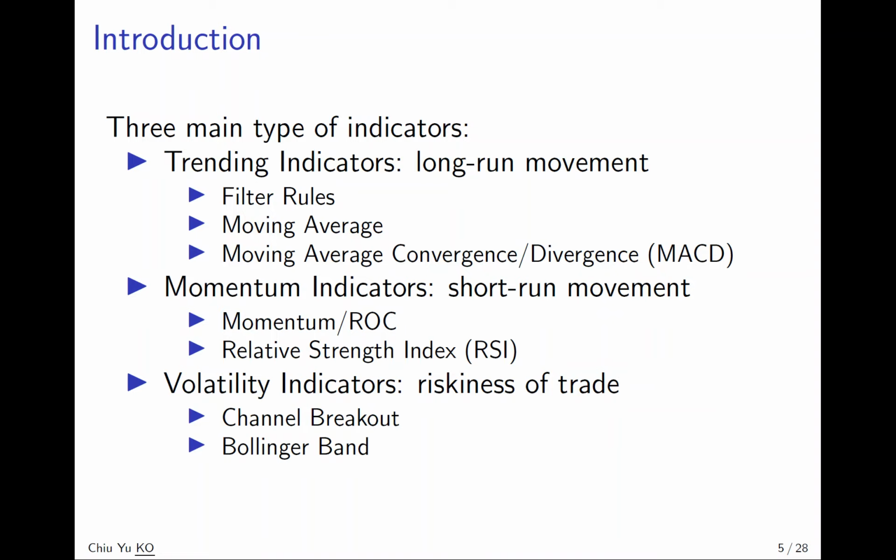The next type of indicator is the volatility indicator, looking at the riskiness of trade. We'll focus on two channel type indicators. One is channel breakout. It looks at the past price and the range in which it fluctuates. When the price moves out of this channel, it probably starts a new trend. Similarly, we have the Bollinger Band, which is similar to channel breakout, but has some statistical foundation.